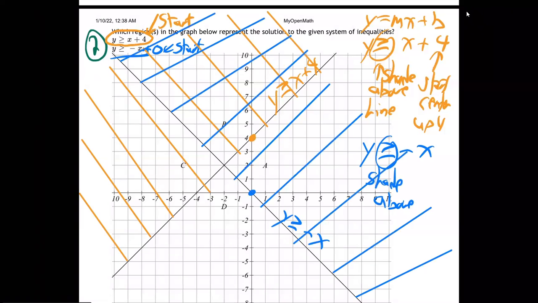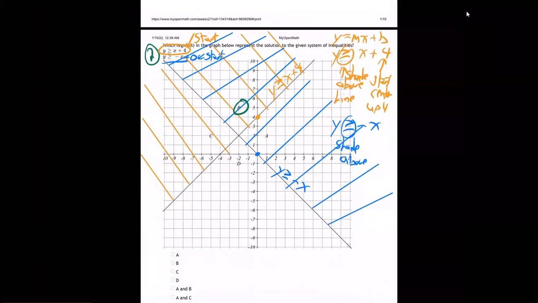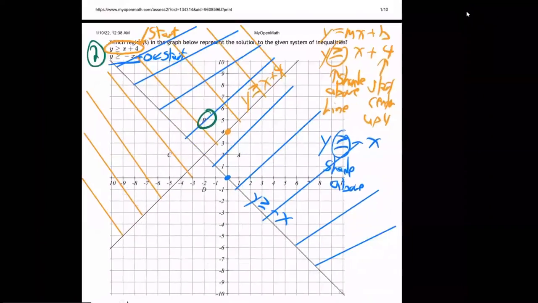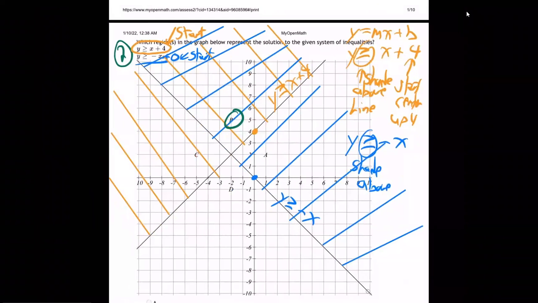Okay, now the question is, where do the two shadings overlap each other? Because that's always the answer, right? You want to find out where the two shadings overlap. It's right here in section B for mine. So the answer to this one would be just B. Section B is where the two shadings overlap, because they say the solution to the given system. So that's what it is.